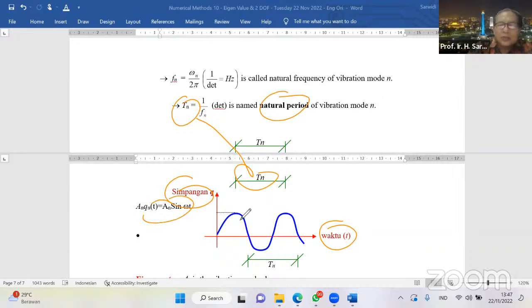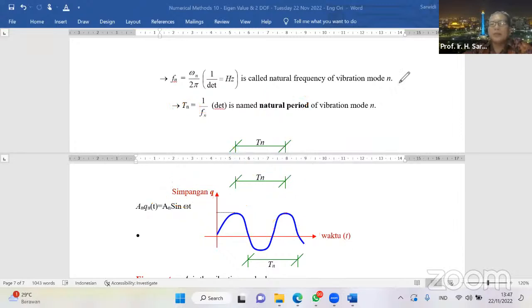So this is like using sine or cosine. Tn is from peak to peak here. It is similar to this one too, because this is harmonic motion. So T here is the natural period, 1.2 seconds per one cycle of vibration.